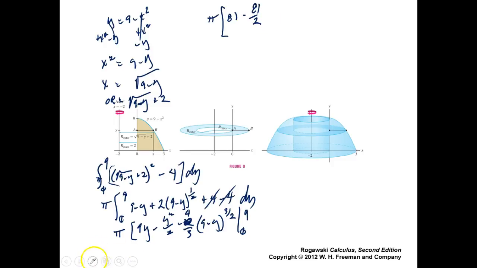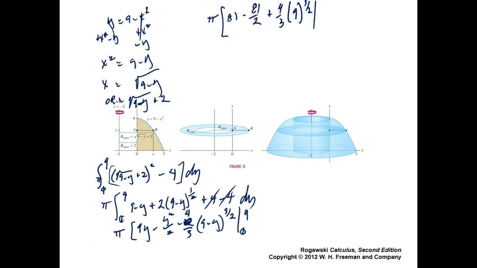Actually, I shouldn't have erased all that. But now you have to subtract the 0 in. Well, what happens here, this becomes 0, that becomes 0, but this one is a minus, so that's a minus plus 4/3 times 9 to the 3/2. Do you see that? Okay.